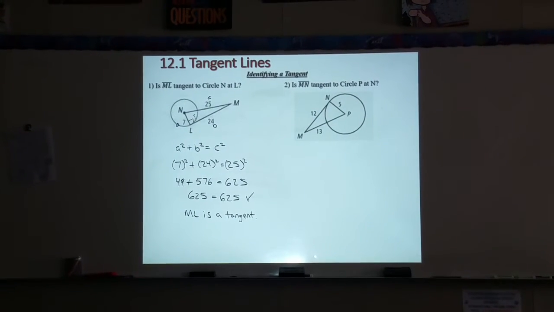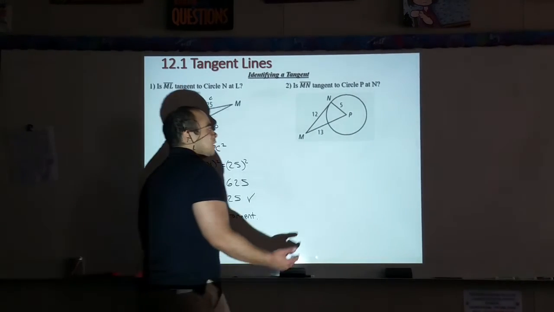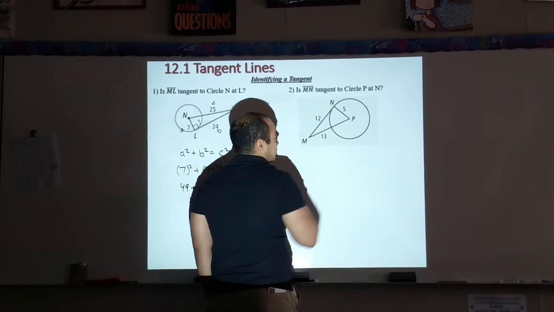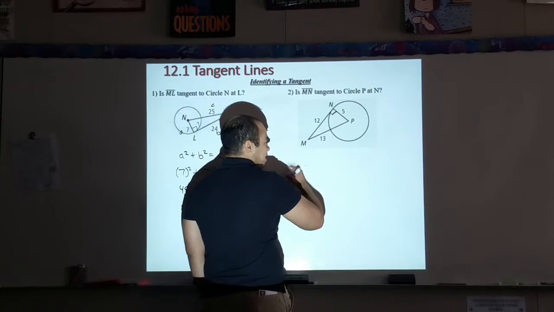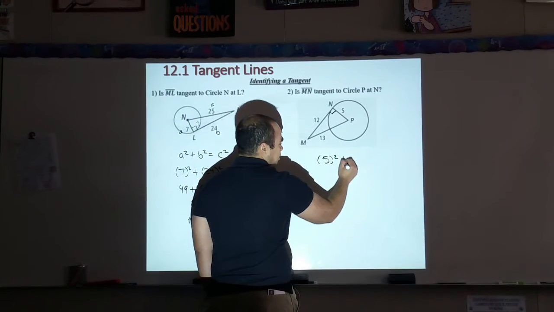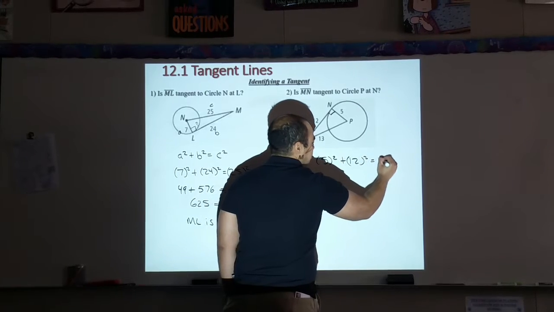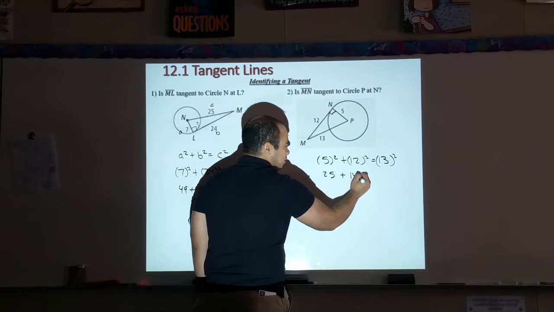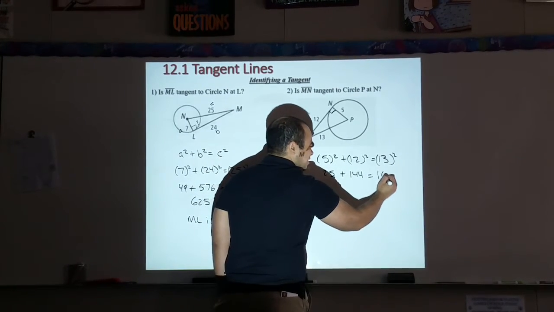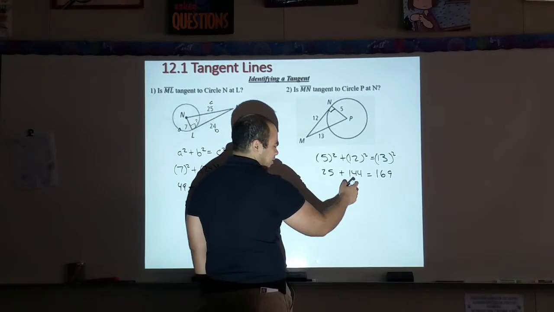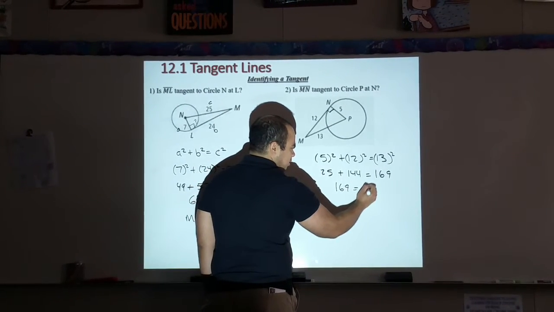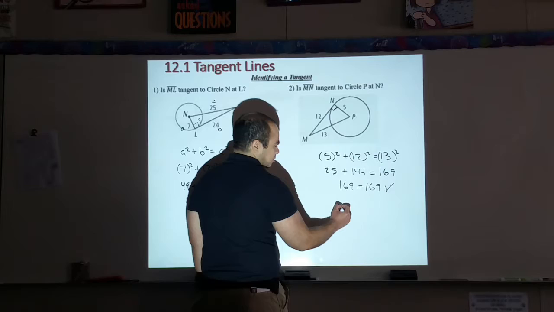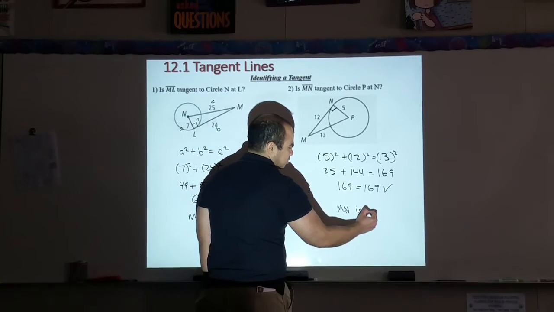Example 2 is asking the same question. Is MN a tangent to circle P at point N? So they're asking, is MN perpendicular to NP? So is this a right triangle? So we'll test it with the Pythagorean theorem. So 5 squared plus 12 squared equals 13 squared. So 5 squared is 25, 12 squared is 144, 13 squared is 169. Adding these two together, you get 169, which is equal to 169. So yes, this is also a right triangle, which means MN is a tangent.